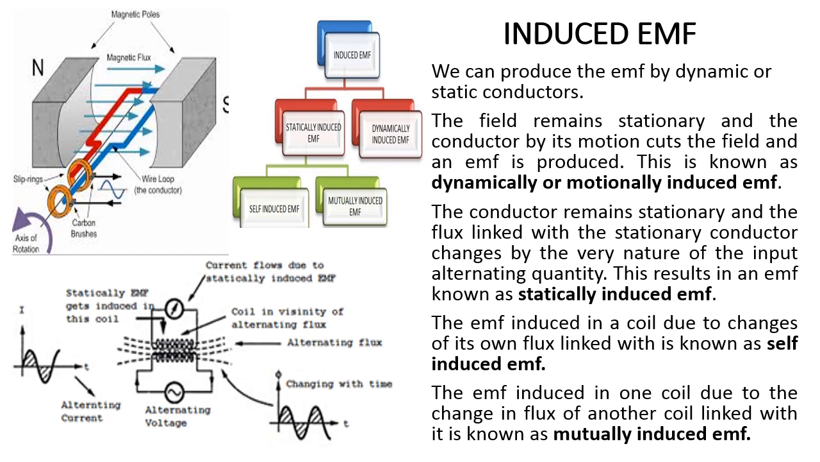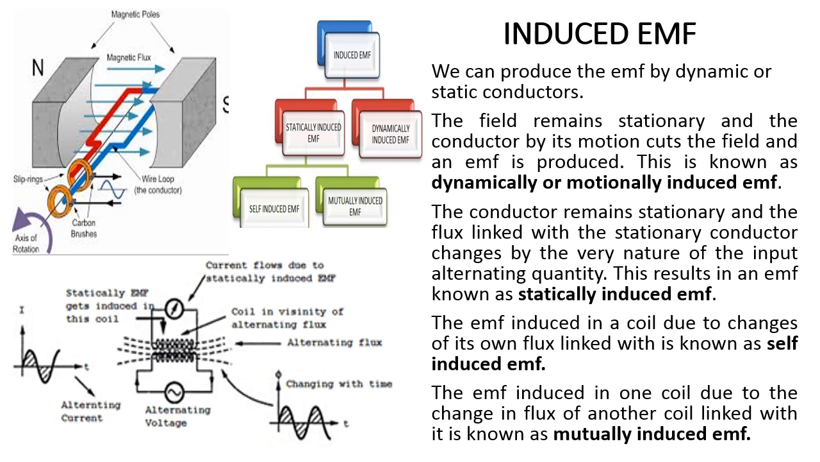The field remains stationary, and the conductor by its motion cuts the field and an EMF is produced. This is known as dynamically or motionally induced EMF. So this is the principle used in DC generator, where the field is stationary. In the figure you can see here the field is stationary. We have two poles, north pole and south pole. The conductor is simply rotating here.